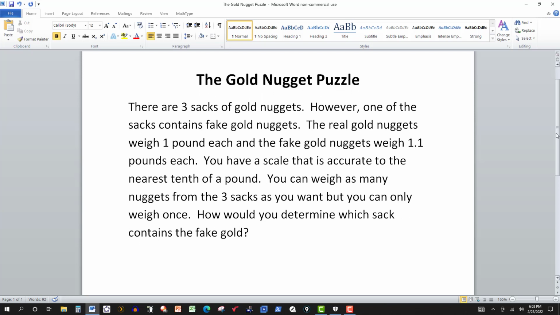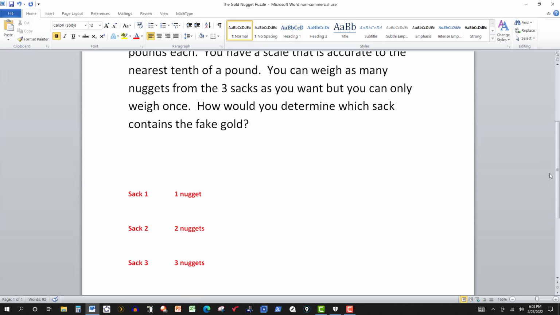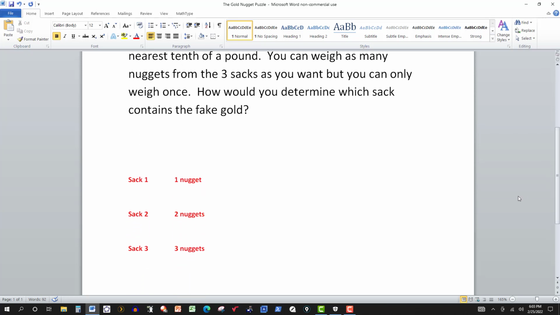Okay, so here we go. Here's what we have. We have, say, sack number one, and let's say you take one nugget from sack number one. Let's say you take two nuggets from sack number two, and three nuggets from sack number three. And then you put them on this very accurate scale, and again, it has to be an accurate scale for this to work.